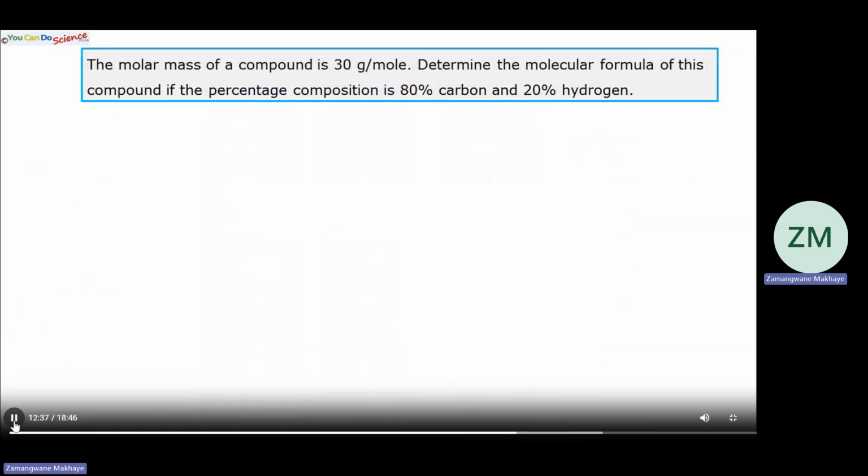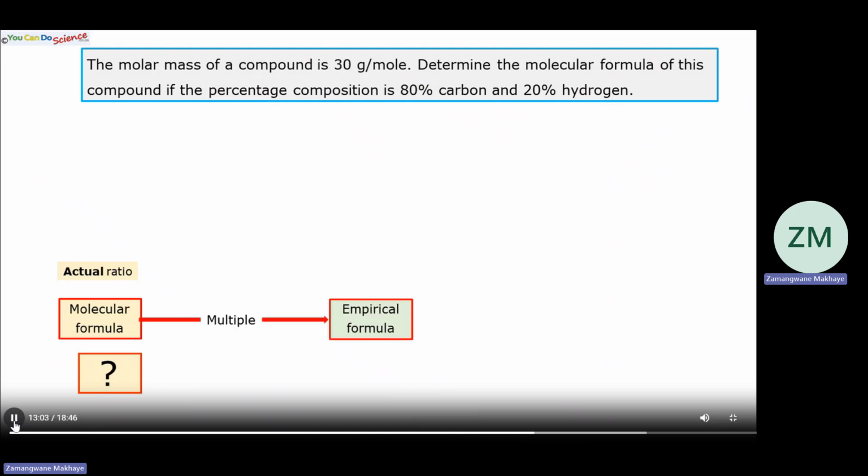The molar mass of a compound is 30 gram per mole. Determine the molecular formula of this compound if the percentage composition is 80% carbon and 20% hydrogen. Ensure that you understand the problem. The molecular formula indicates the actual ratio between the elements in a compound and is a multiple of the empirical formula. This multiple is obtained by dividing the molecular mass with the empirical mass.